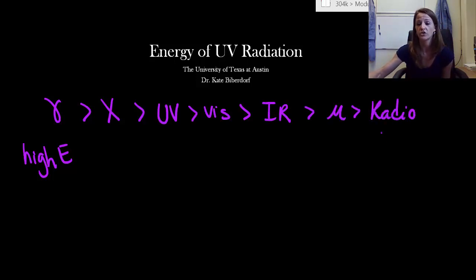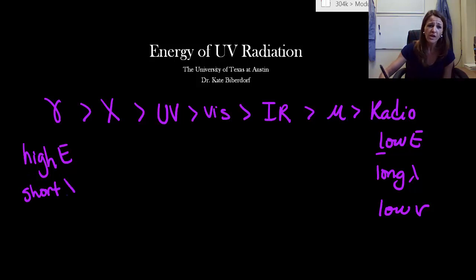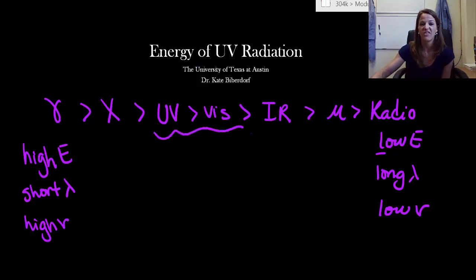So remember, radio is your low energy, all the L's go together. So low energy, long wavelength, low frequency, which means on the other end for gamma rays, they have short wavelengths, okay? And then they have high frequencies. But this needs to be very clear in your head already. But what we're going to do in this video is talk about this, but more specifically ultraviolet radiation.